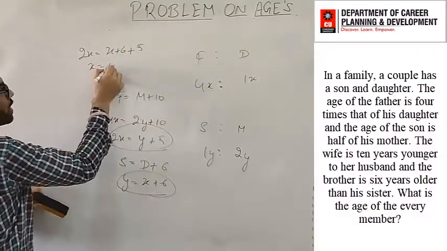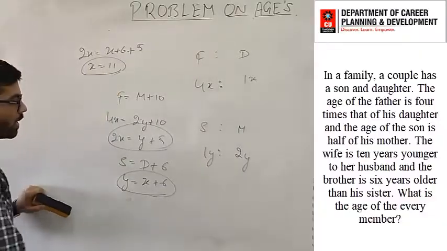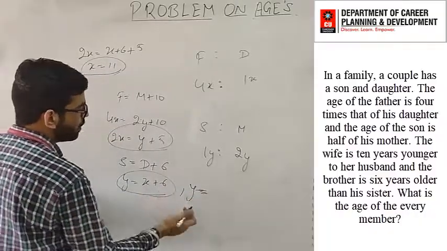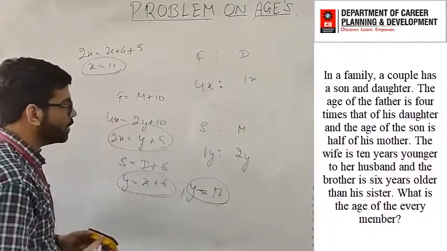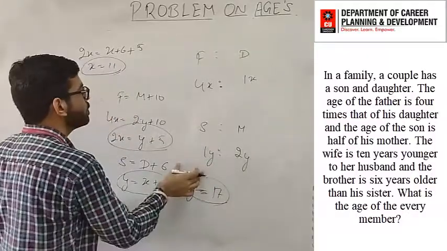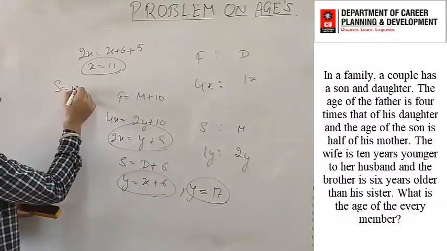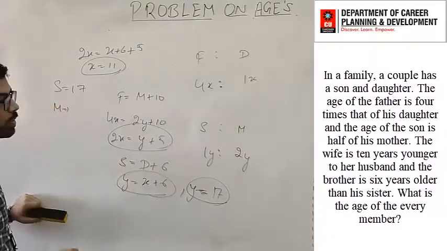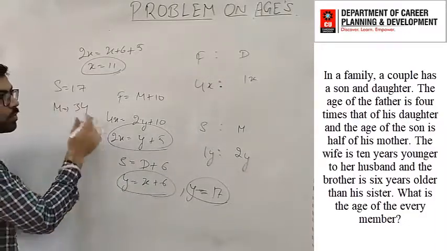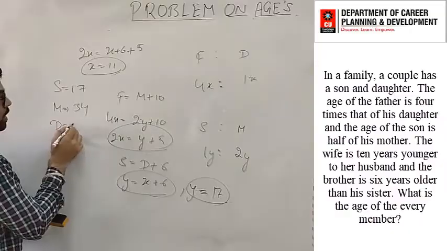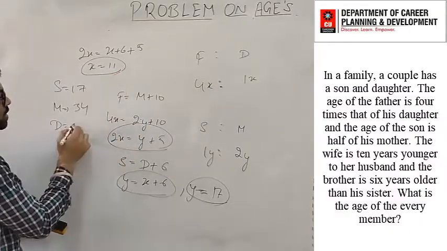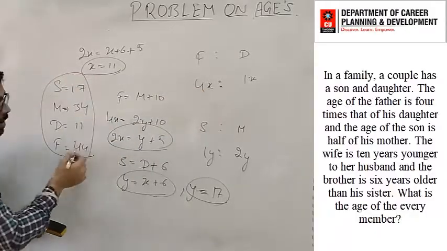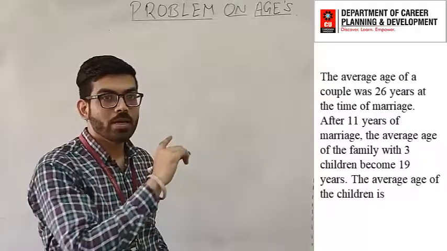So from here the value of x comes out to be 11. If the value of x is 11, put the value here. So the value of y comes out to be 11 plus 6, which is 17. The age of son is 17. Similarly, the age of mother comes out to be 17 into 2, which is 34. In the same way, the age of daughter is x and the value of x is 11. So the age of father comes out to be 11 into 4, which is 44. Okay, let's see another question.